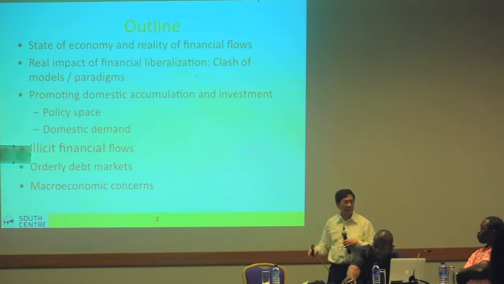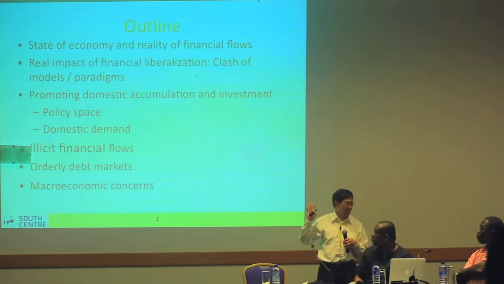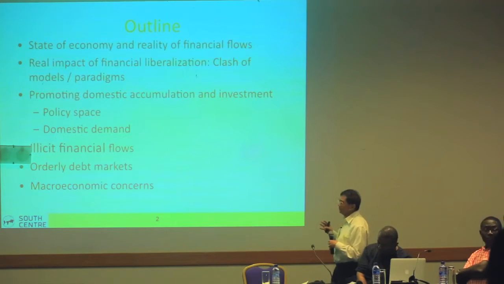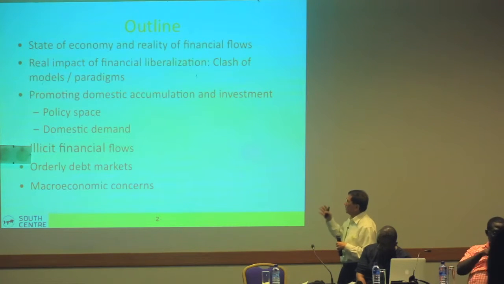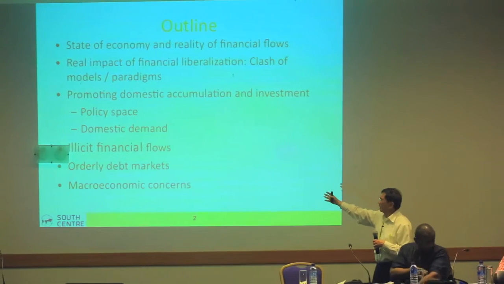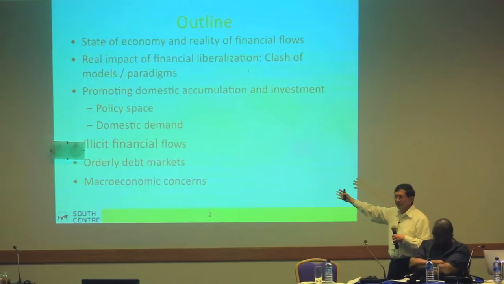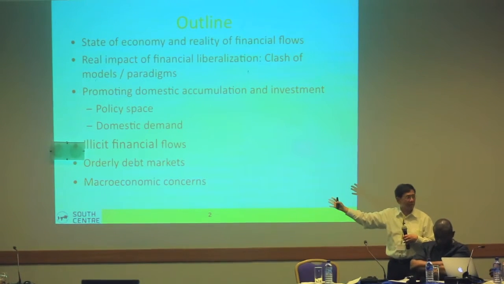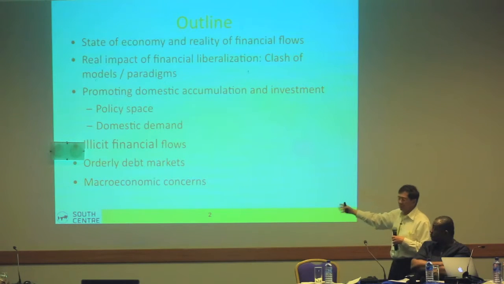I talk about, this is about finance, right? But this is how I want to talk about it, domestic demand, and I'll talk about all the other things that I think would be of interest: illicit financial flows and tax cooperation, orderly, actually it should be called disorderly debt markets. These are external debt issues. And then I talk a little bit about macro concerns.